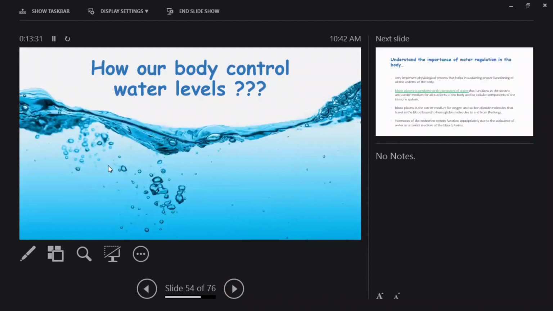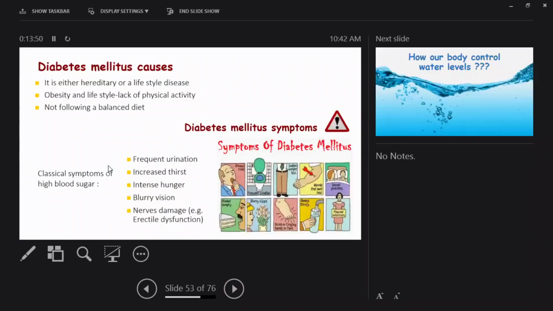I think I'm going to stop here, because next is the body's control of water level. I don't think we have enough time to finish it all. Might as well I stop here, and we are going to discuss a new subtopic next week on Monday.